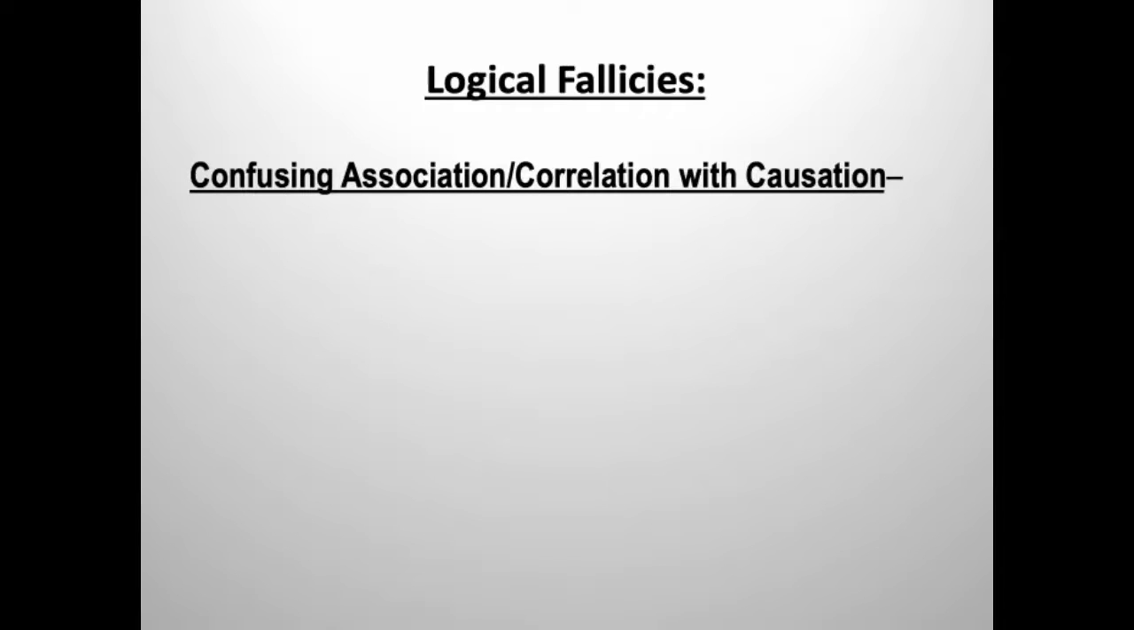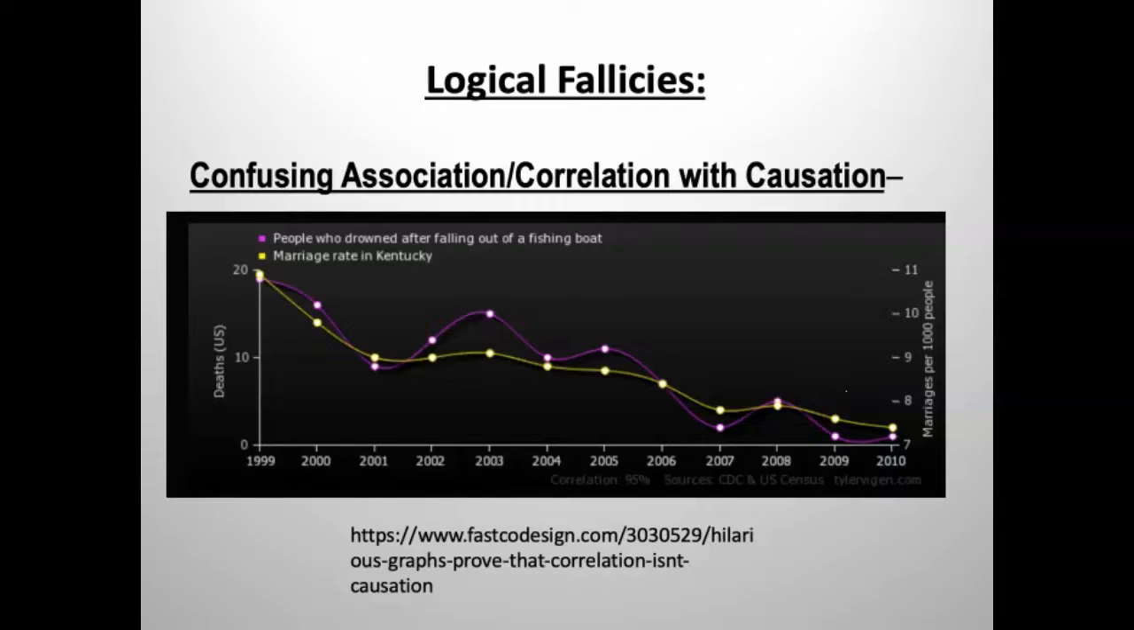Confusing correlation with causation is a really, really fun one. The example for this that I came up with is pretty awesome. So here with the purple, you can see the people that drowned after falling out of a fishing boat. And then you can also see under that the marriage rate in Kentucky, right? And hey, man, this is following the same trend. So this must mean that because people are falling out of fishing boats, then marriages in Kentucky are declining or something like that. Like this is obviously silly.